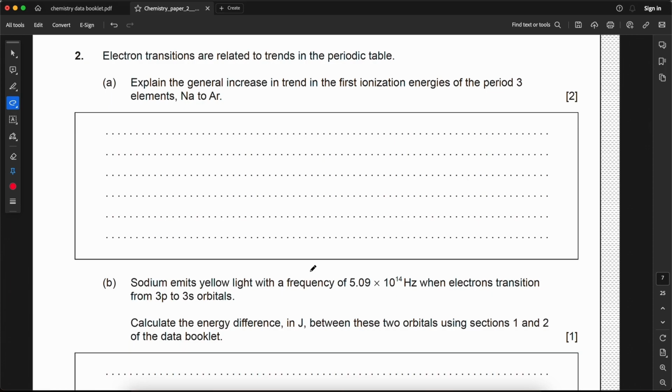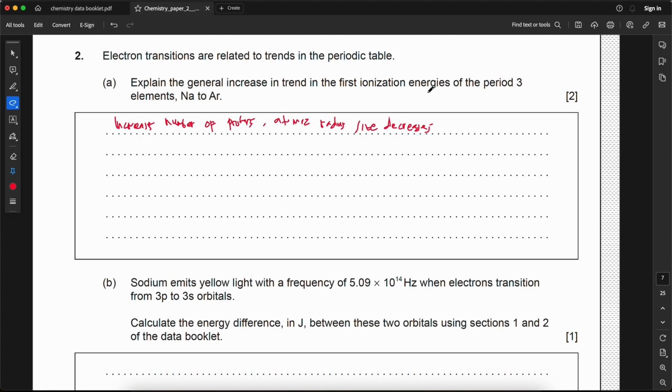Electron transitions are related to trends in the periodic table. Explain the general increase in trend in the first ionization energies of the period 3 elements in A2 AR. So the number of protons increases, and the atomic radius decreases, because in A2 AR, the same period, the number of protons increases, the atomic number increases.